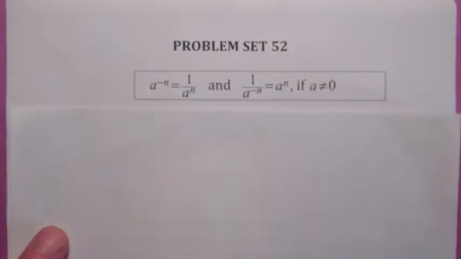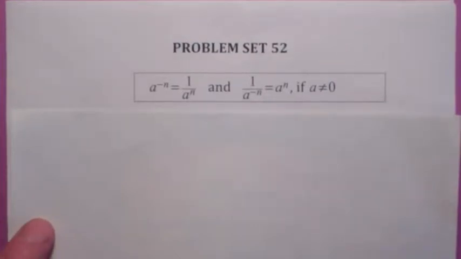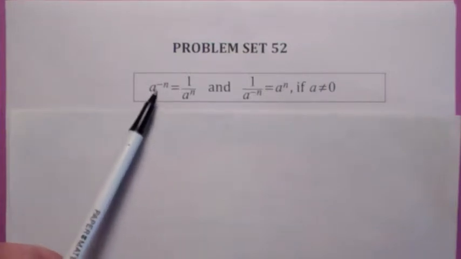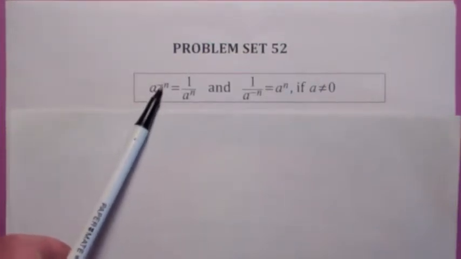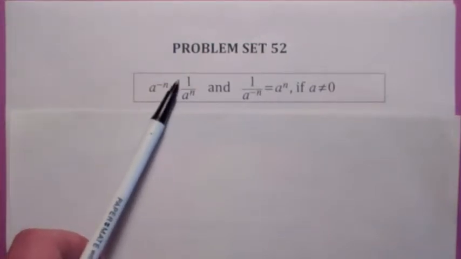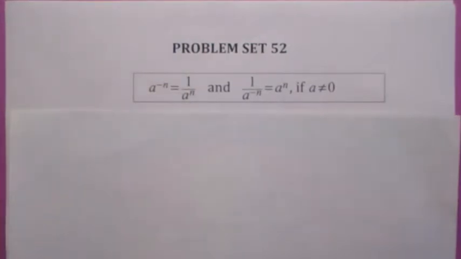Okay, well, we're going to introduce a new rule with negative exponents. Your teacher will talk about why this rule works, but let's just talk about what it's saying here. It says if you have a base to a negative exponent, it means the reciprocal. It means 1 over the base to the positive exponent.